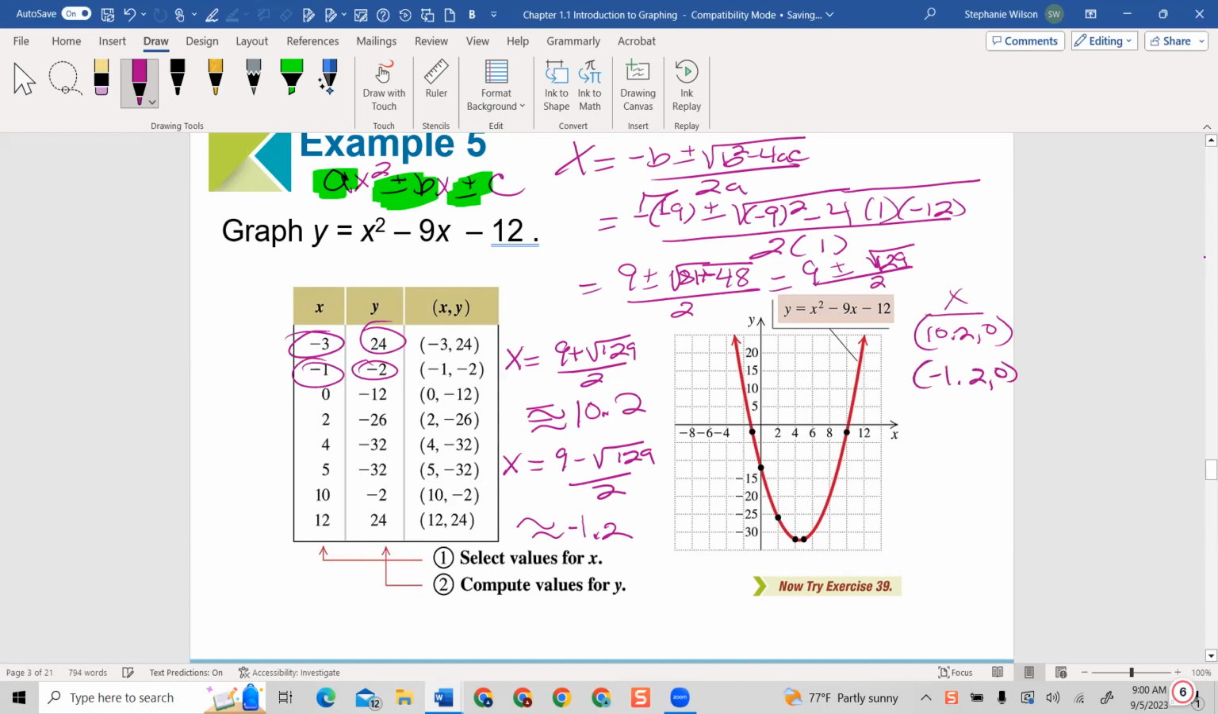Now that's my x-intercept. Let's find my y-intercept. So let's plug in 0 for x. If I plug in 0 for x, it leaves me with y equals -12. That came out to be really pretty. See right there. So now I got order pair 0, -12.